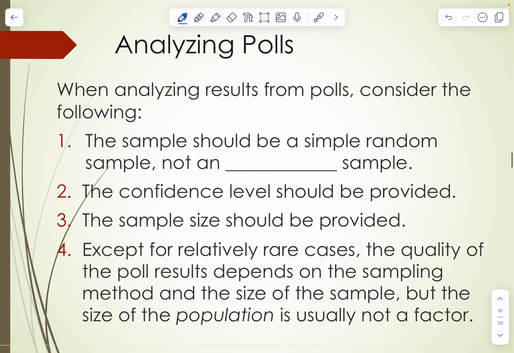Okay, when analyzing results from polls, consider the following. The sample should be a simple random sample and not an inappropriate sample.